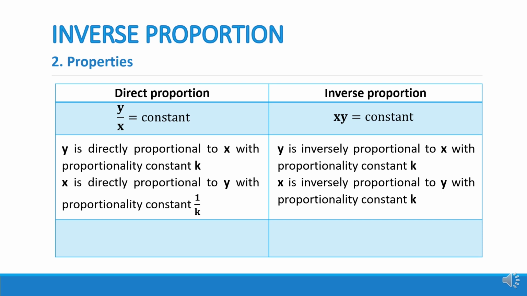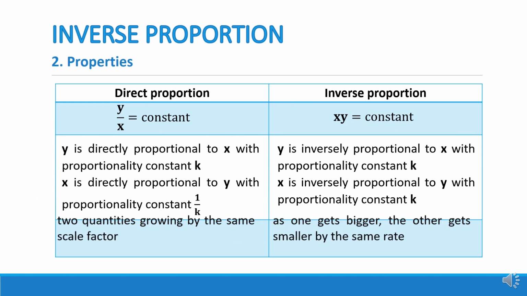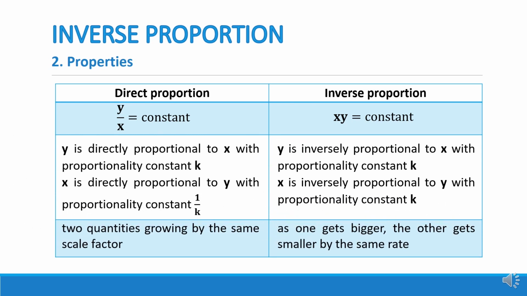What's more, while direct proportion is used to describe the relationship between two quantities growing by the same scale factor, in an inversely proportional relationship, as one gets bigger, the other gets smaller by the same rate.